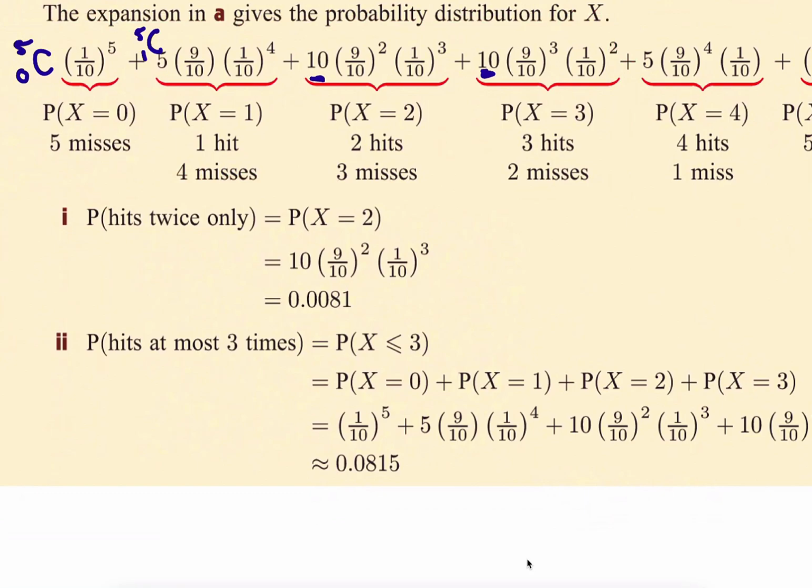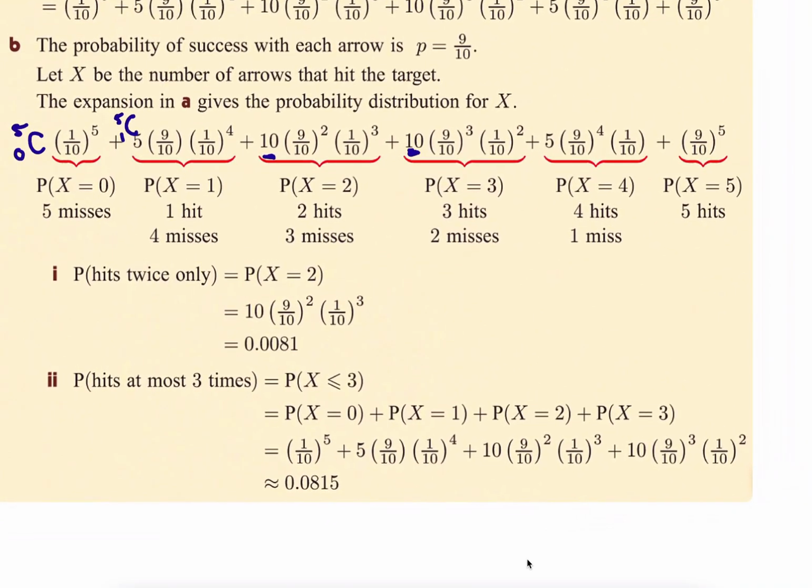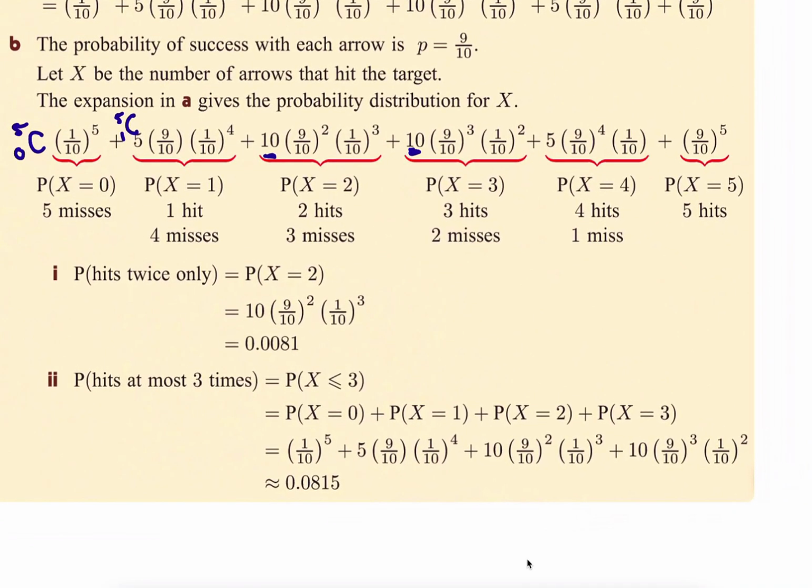That's really important. If that had said the probability of hits at most 4 times, then it would be silly to do all of them when I just have to do 1 take that value there.